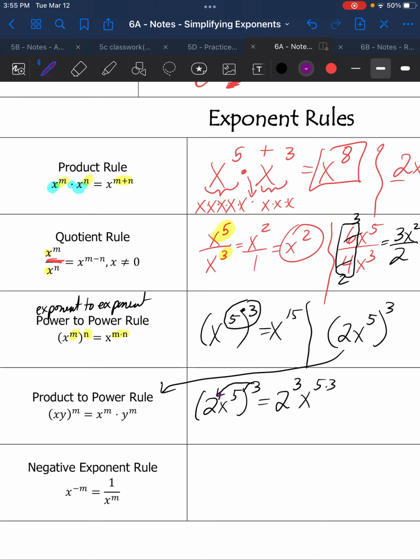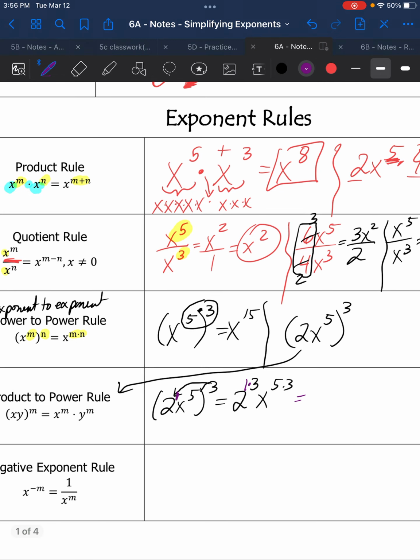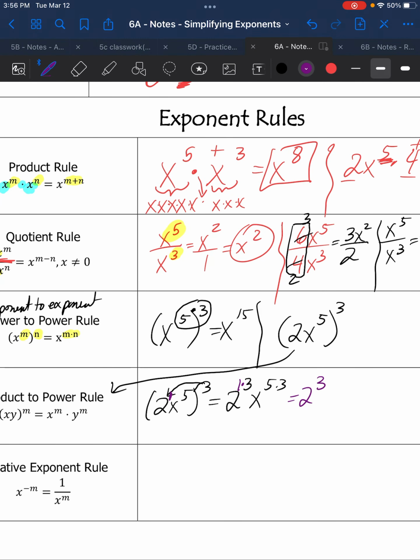And really, you'd be like, why are there different rules? There's not. It's really like there's a 1 here, so it's really 1 times 3. So you have 1 times 3 is 3. So that's 2 to the third, 5 times 3 is 15, and then 2 to the third is 8. X to the 15th.